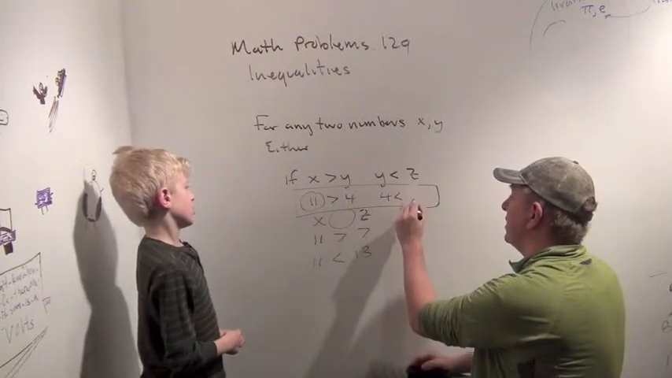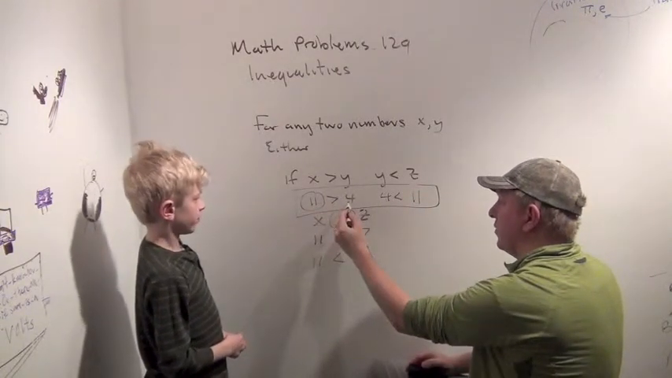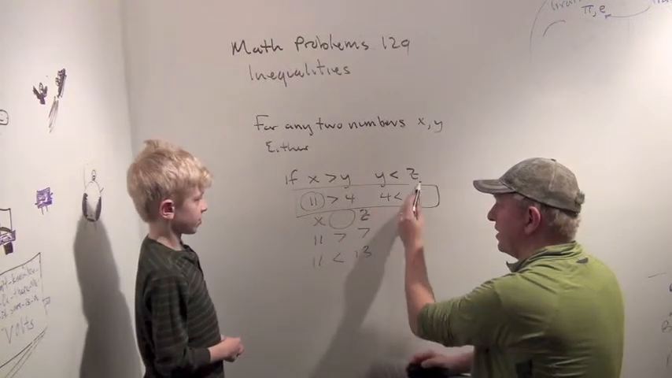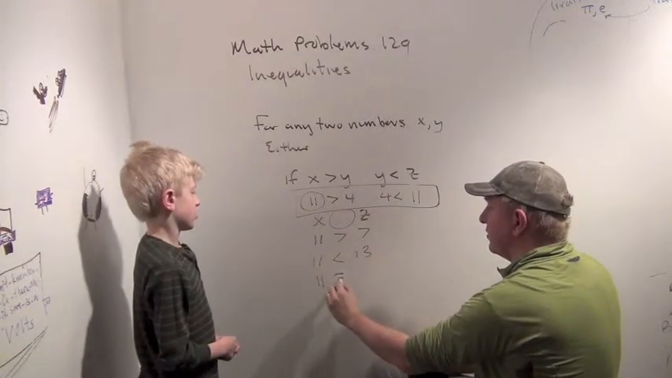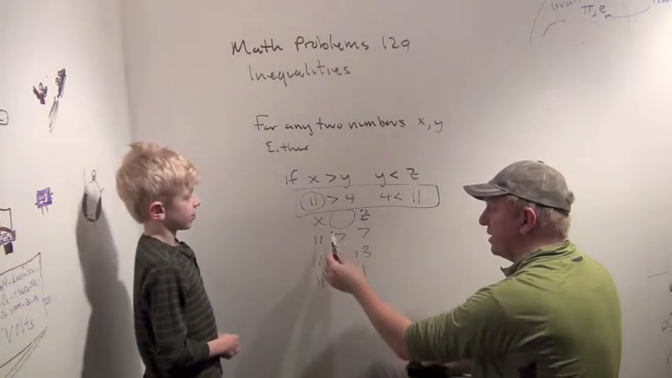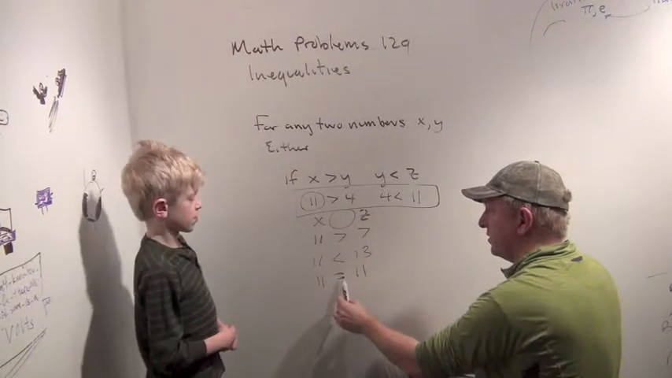So if we make this equal to 11, 11 is greater than 4, 4 is less than 11, and that says 11 equals 11. Just like we said, it could be greater than, less than, or equal to.